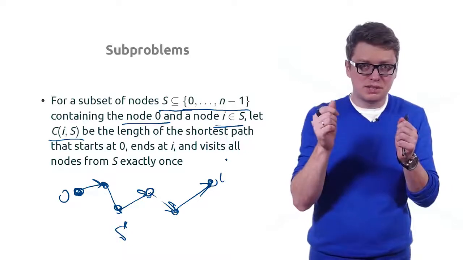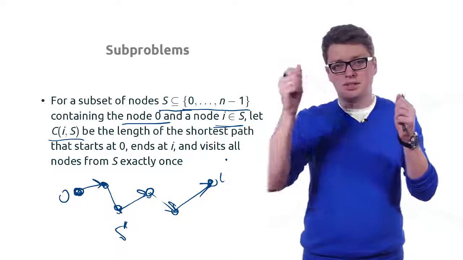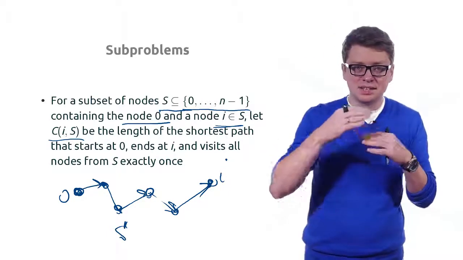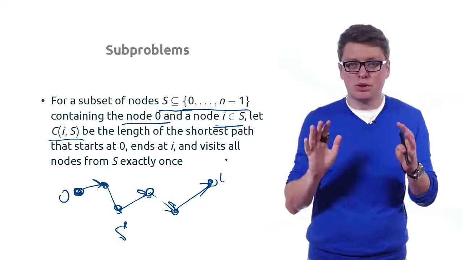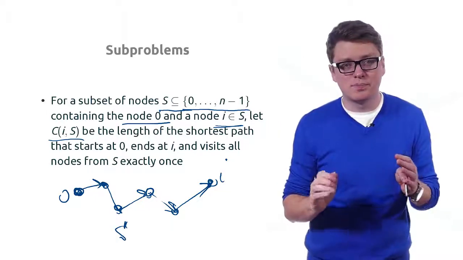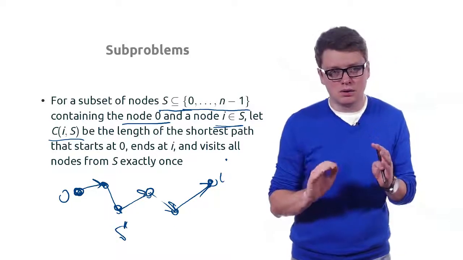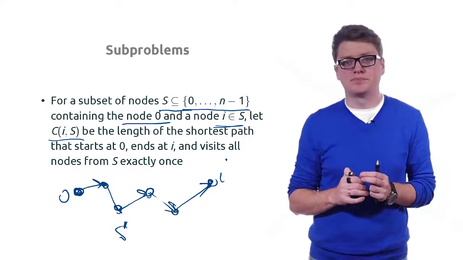Definitely when we need to visit just 1 or 2 or 3 nodes, the problem is much easier than for visiting all n nodes. And then we will gradually increase the size of S until S becomes equal to the set of all nodes of our input graph. Okay, so this is the main idea, but we will now of course extend it and fulfill all the details.